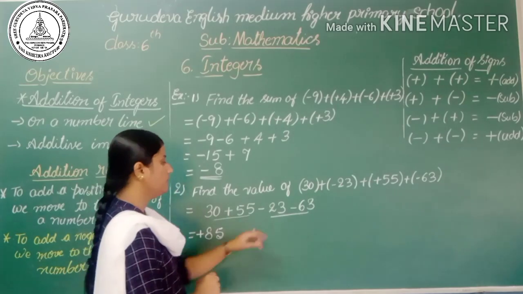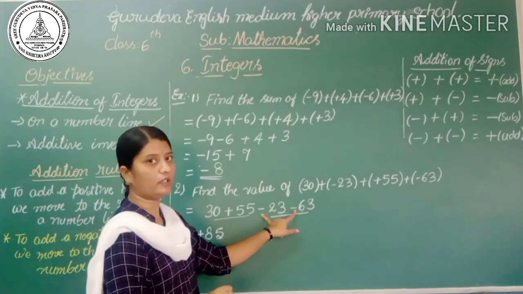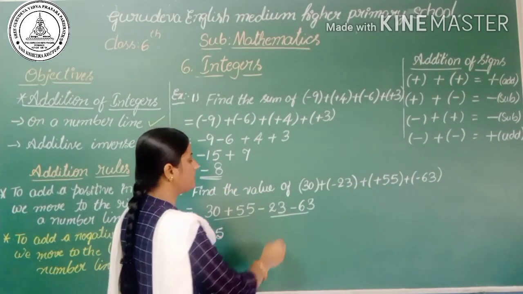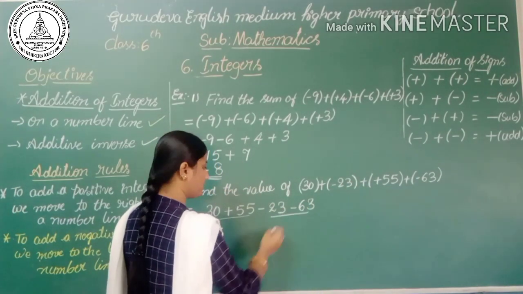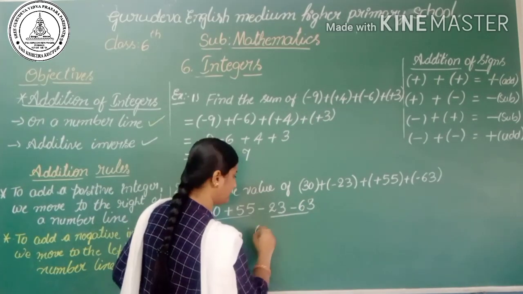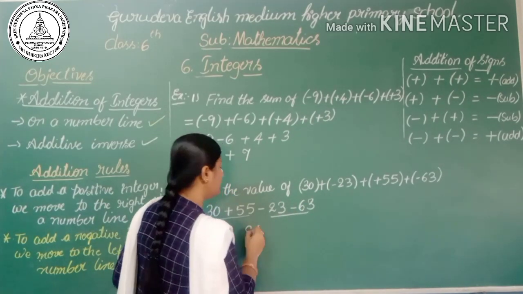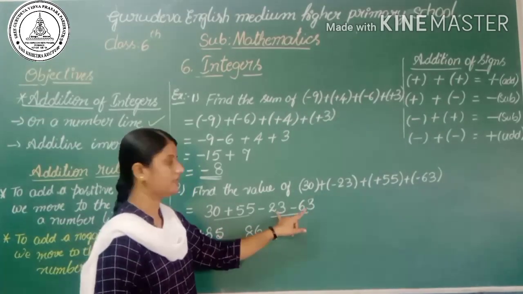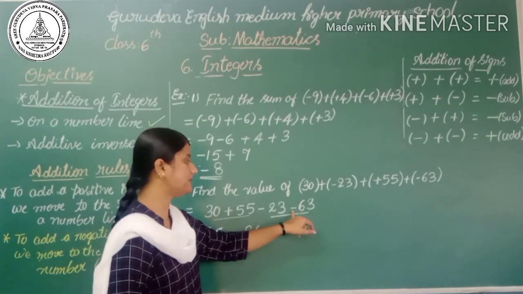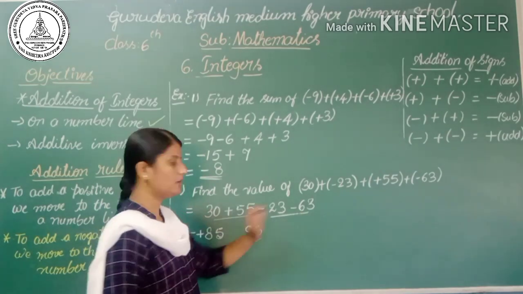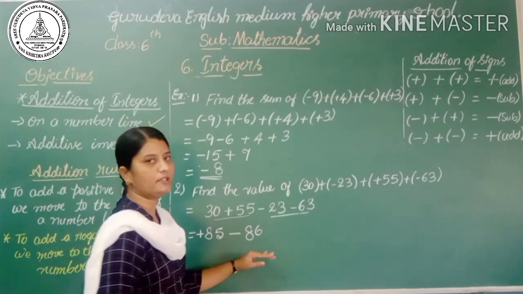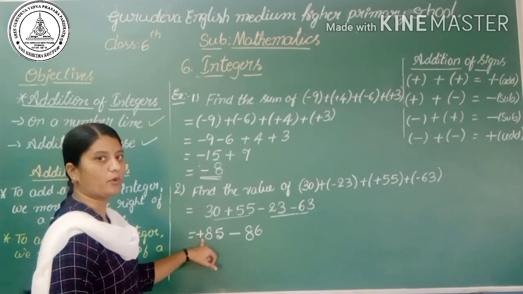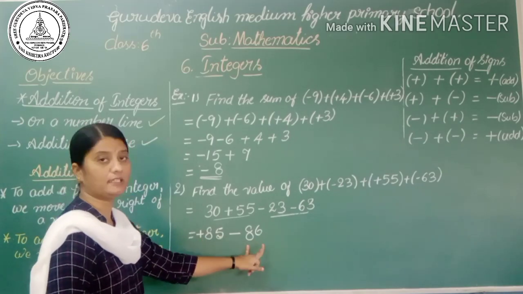Next, these two integers are negative integers, so we have to add them. It's 23 plus 63. How much? 3 plus 3 is 6, 2 plus 6 is 8. Compare 23 and 63: which has the greater value? 63 has the greater value and a minus sign, so we keep it in the prefix of the sum. Now observe here, 85 is a positive integer and 86 is a negative integer.